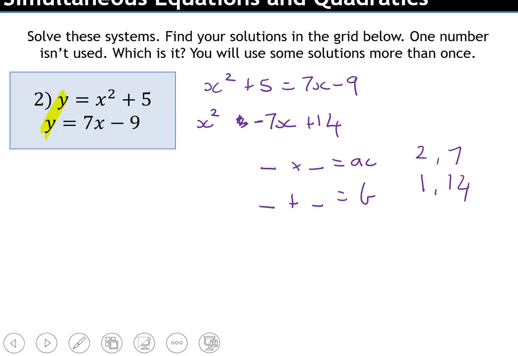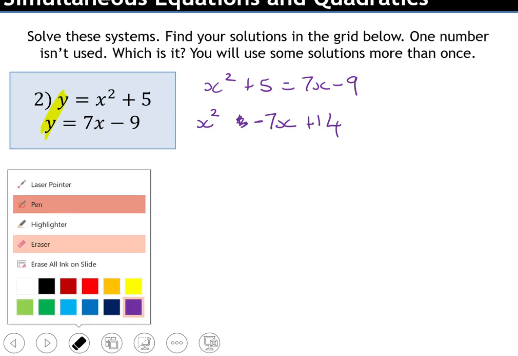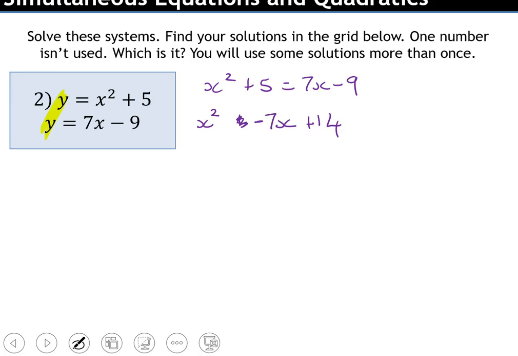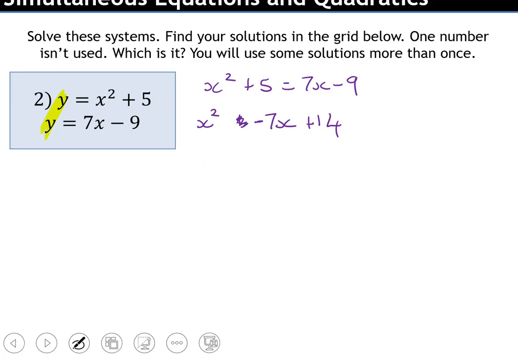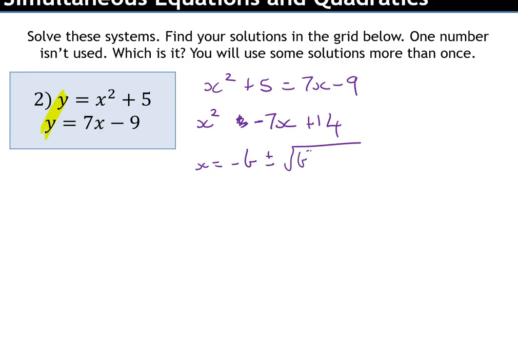So straight away, I'm just going to stop what I'm doing, erase this part, and I'm going to use a different method. This method will be complete the square. So first thing, actually, I will use the quadratic formula. X is equal to -b plus or minus the square root of b squared minus 4ac over 2a.